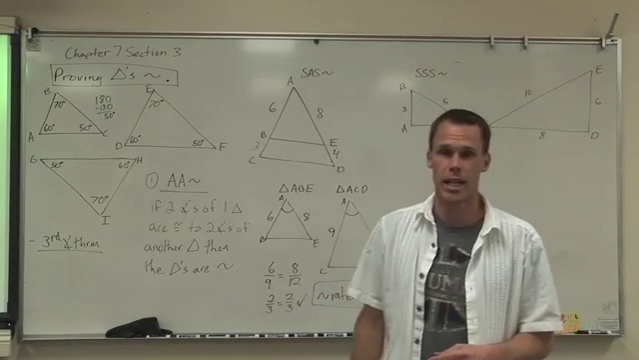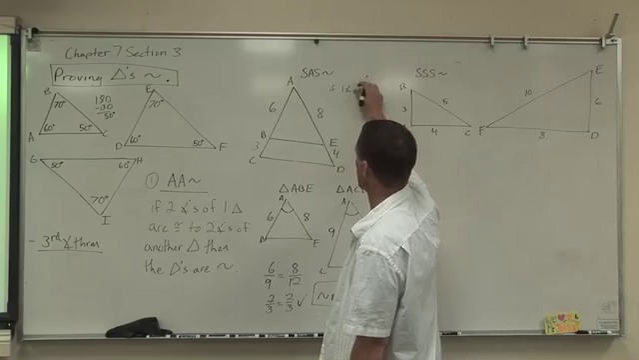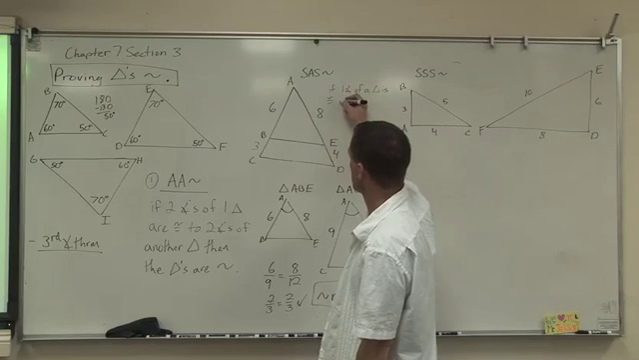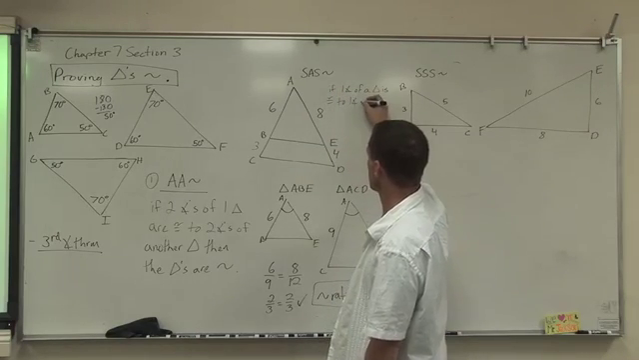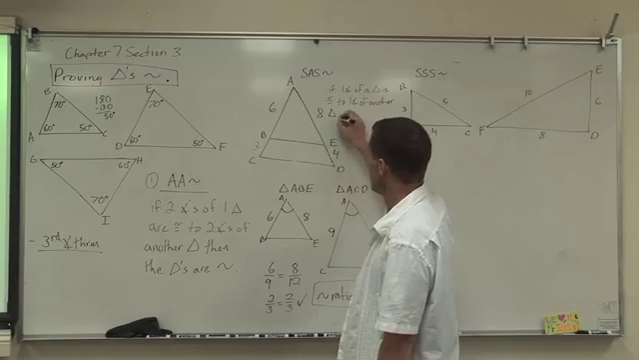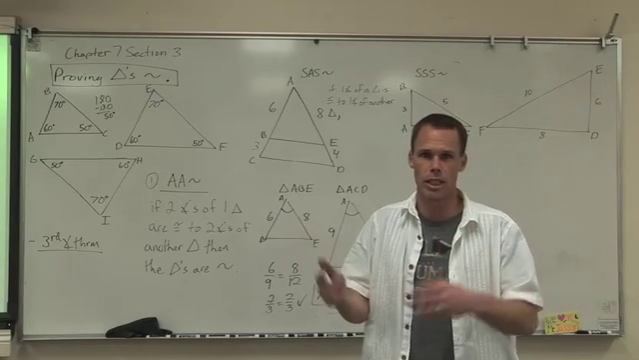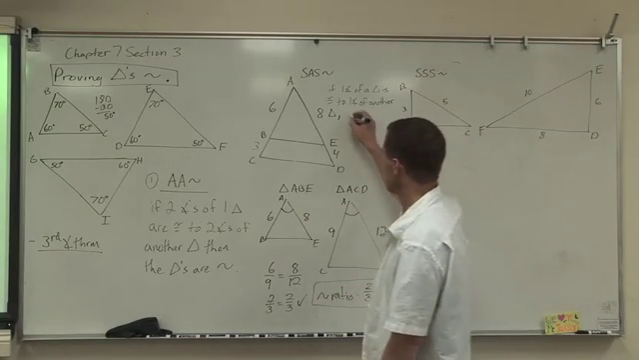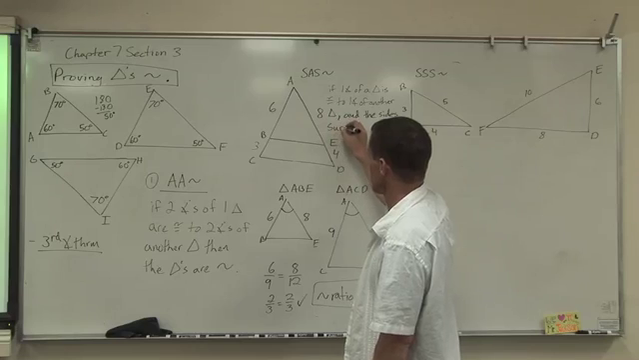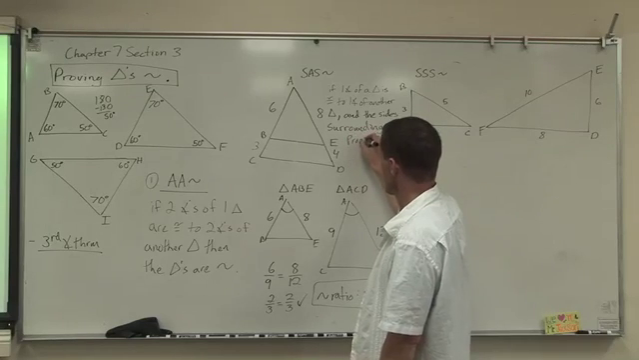Okay. To recap side angle side similarity, if one angle of a triangle is congruent to one angle of another triangle, we're going to say if one angle is congruent to another angle from two triangles and the sides surrounding them are proportional, then the triangles are similar. A lot on the board here.